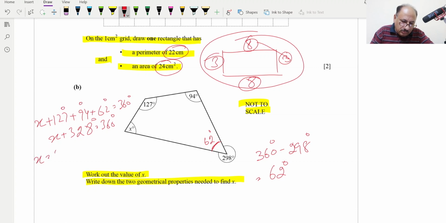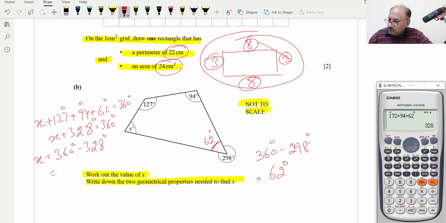So x is equal to 360 degrees minus 328 degrees, and this will be equal to 32 degrees. We have made some mistake basically. So let us double check. This is 127, 94 and 62, and I will double check the calculation.